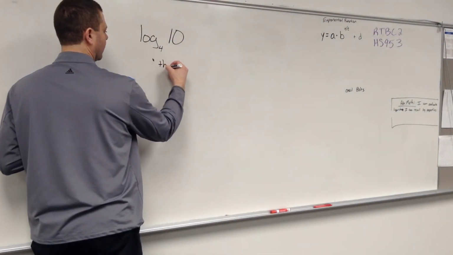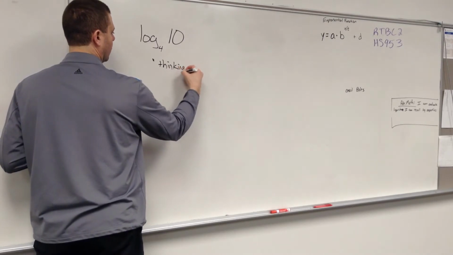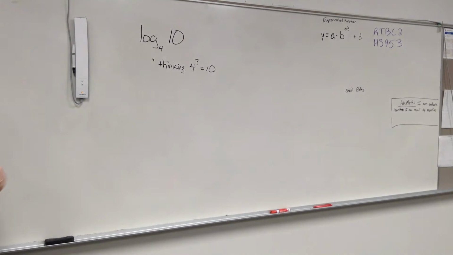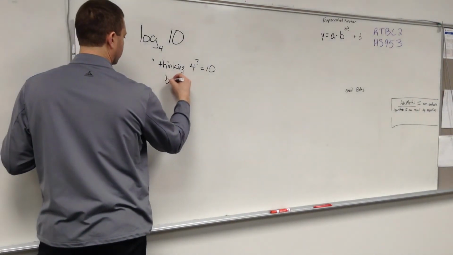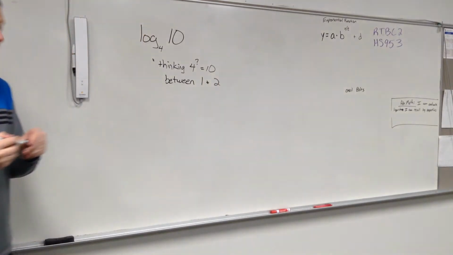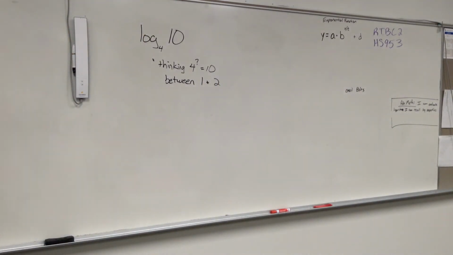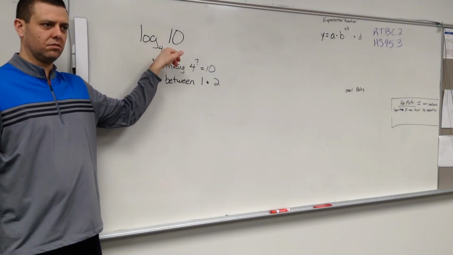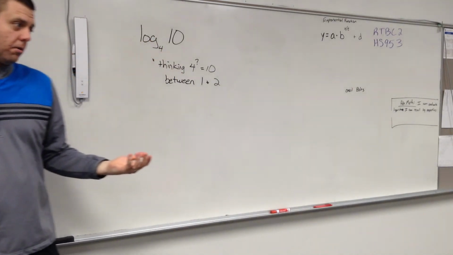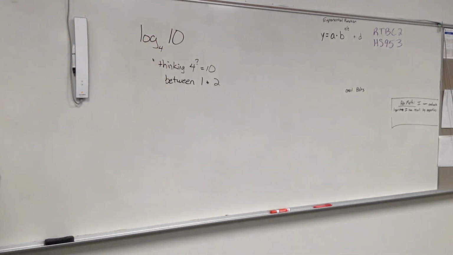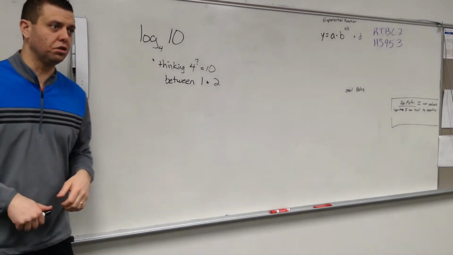Remember, you're thinking 4 raised to what power equals 10? Okay? And we know it's got to be between 1 and 2. All right, well, how do we do it? Well, some calculators allow you to type numbers right in here to the base. Okay? Look at your calculator. Does yours allow you to do that? Can you just type straight in log to the base 4 of 10? If you can, all right, good. That's what you'll use.